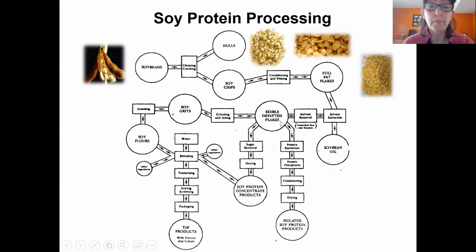Defatted flakes can go multiple routes: either directly for protein extraction, or they can go through further grinding and you get the soy grits, and then further grinding to finer particles, you get the flour. So at the point of defatted flakes, there are two routes to produce the two different ingredients. Removal of sugar can be done with either alcohol or acidification. Mostly in industry, they go with acidification to avoid the use of alcohol.